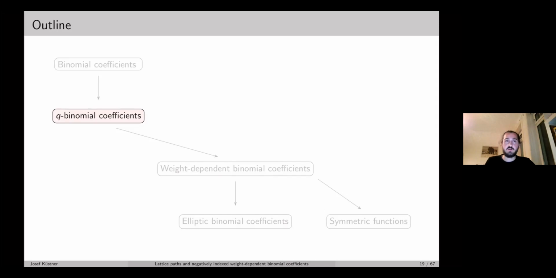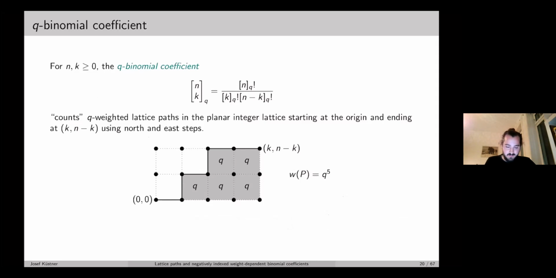And this work also has been done before, so I will show you something that somebody else did before me. So for n, k bigger or equal to 0, the q-binomial coefficients are defined like this. We take the q number of n and the q number of k, and take the factorial. If you have not seen this, it's not important for this talk now. It's just some polynomials in q, and they count q-weighted lattice paths in the planar integer lattice, starting at the origin and ending at k, n minus k.